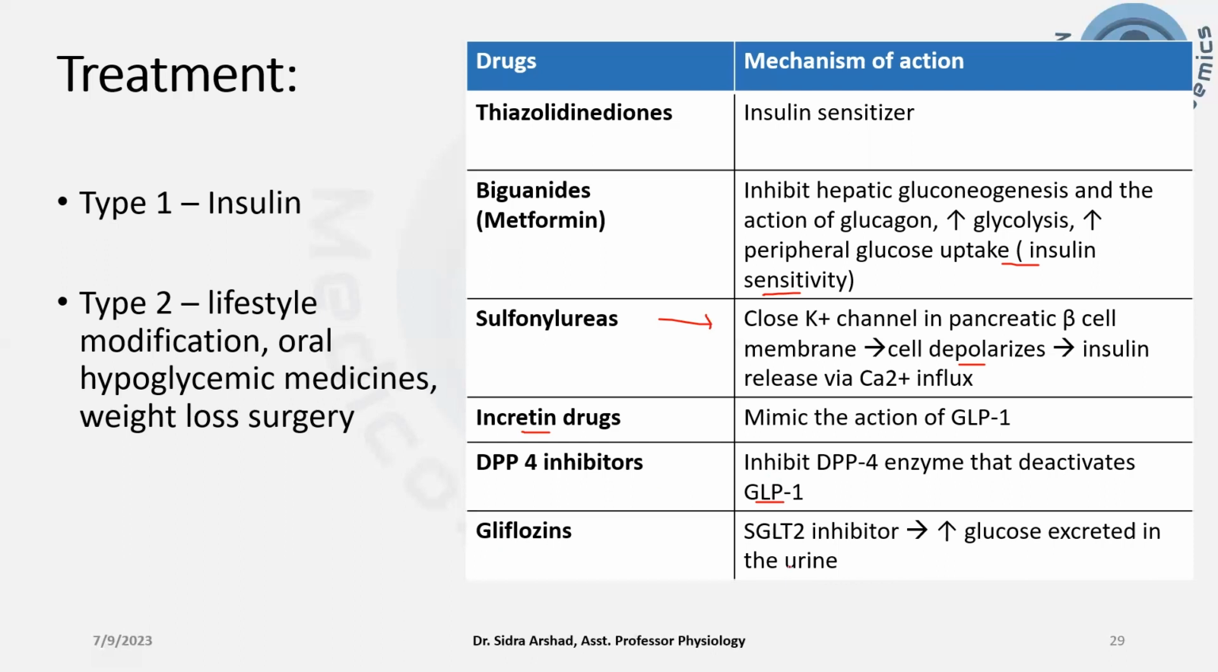Then there are certain drugs which inhibit the sodium-dependent glucose transporters in the kidneys, so that glucose is not reabsorbed and it is excreted in excessive amount in the urine. So these are the mechanisms of action of some of the drugs. You can see them just to reiterate the importance of improving insulin sensitivity, inhibiting hepatic gluconeogenesis, and improving the release of insulin from the pancreatic beta cells.